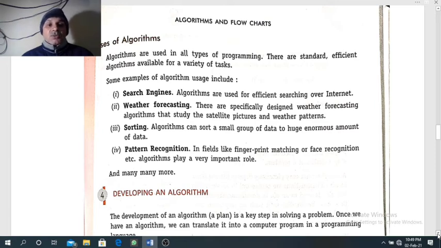Now the question is how Google is able to search what we need. The reason is algorithms are used for efficient searching over internet. Google is a search engine, it is a software, and some instructions are given in that software. On the basis of those instructions, whatever is our query, search engine is able to find and give the result.